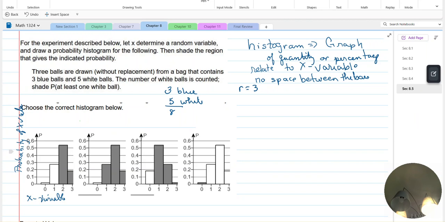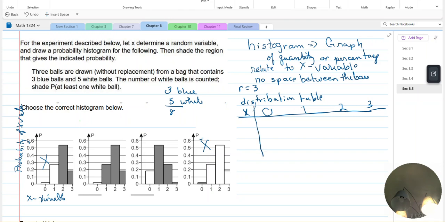Okay, so we understand immediately that this one is not shaded, because it has to be at least one or greater. So it's not this one, and the one is white here. So we know it's not those two, it's between those two. So let's do our distribution table. Our x variable is 3 balls, and we're talking white: 0, 1, 2, or 3. That's how many white. So now we want our P of X.